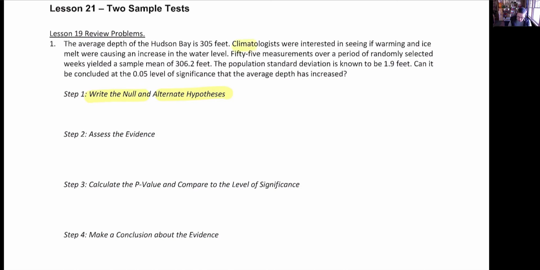The climatologists were interested in seeing if... that tells you what follows is going to be the alternate hypothesis. They're wanting to know if it was causing an increase in water levels. My null hypothesis here is that the average depth of Hudson Bay is 305 feet, which we refer to as H0. In my alternate hypothesis, what I'm wanting to know is if there is an increase in water level.